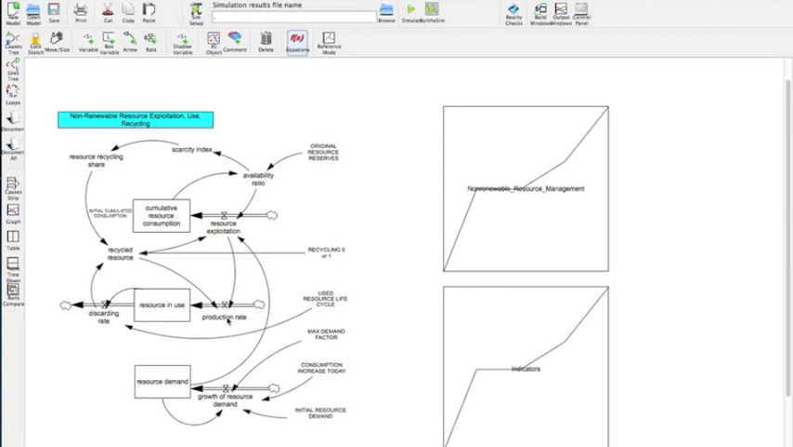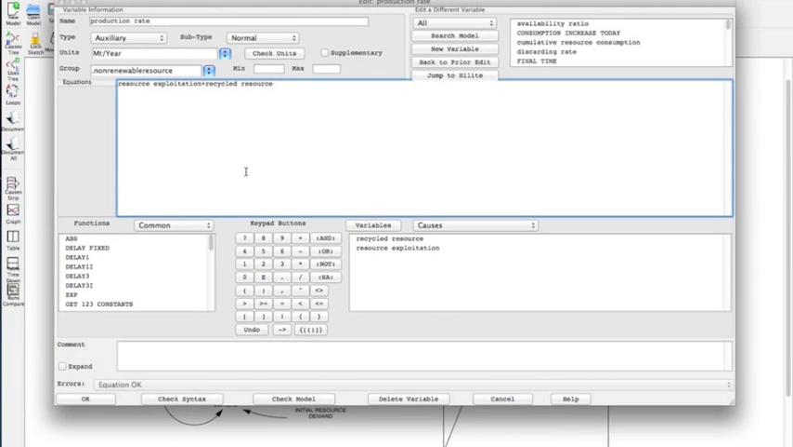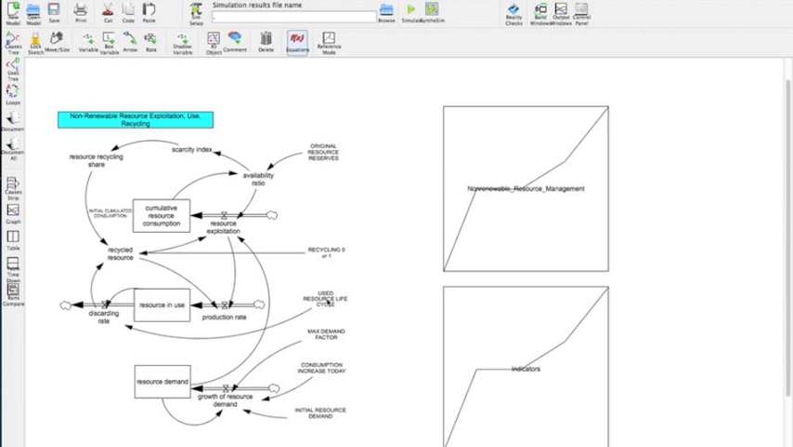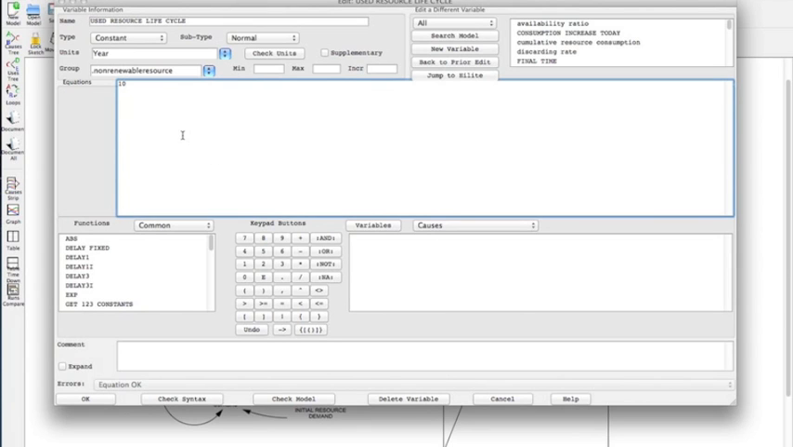The production rate that feeds into the resource in use is the addition of 2 factors. It's whatever you're able to recycle, okay, and then whatever you're actually exploiting. So those 2 add up to the production rate. And then you have the used resource life cycle here, and in this case, we've put a value of 10 years. You can play around with that value if you want to look at strategies in which you have longer or shorter life cycles for your product, so you can look at how that impacts the management of the resource.